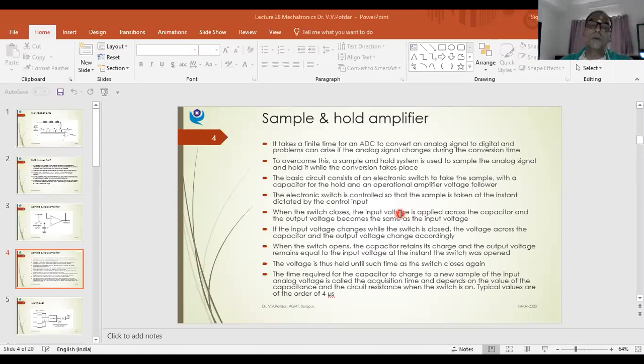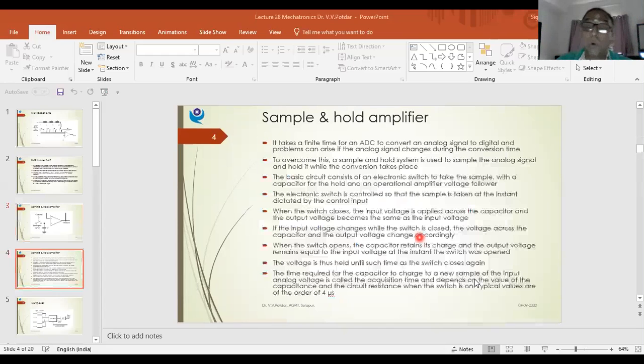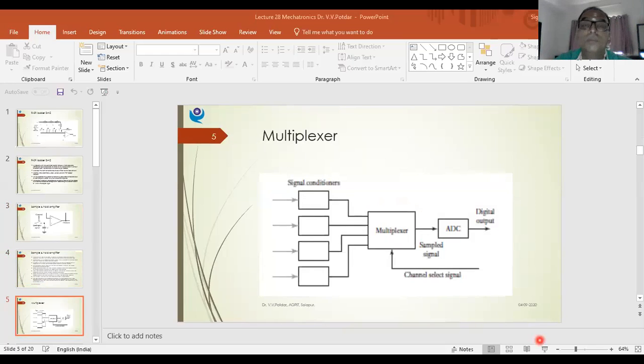So we should be able to draw this circuit, and then we should be able to explain the sample and hold amplifier. Okay, we'll go a bit further. I forgot to go into slideshow.